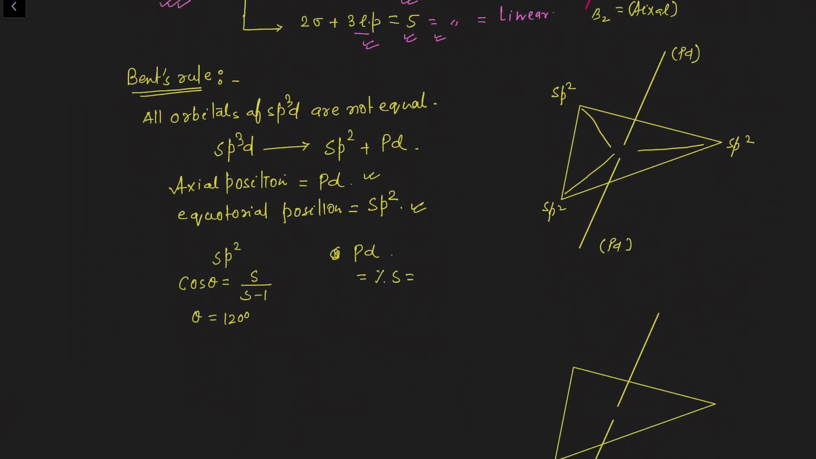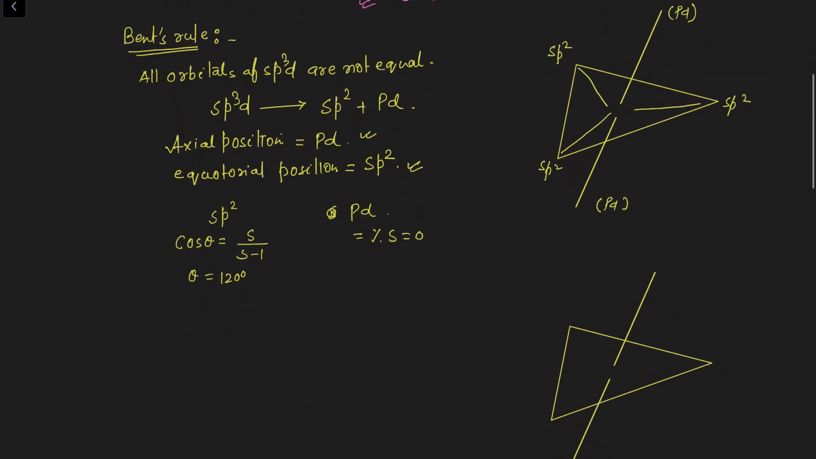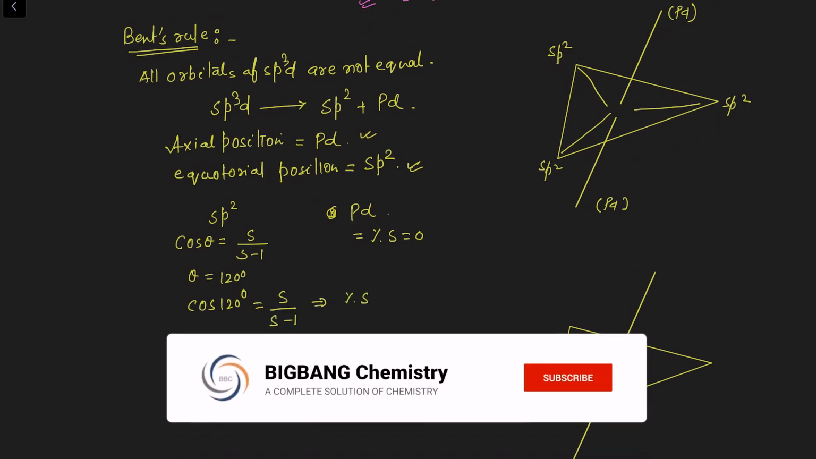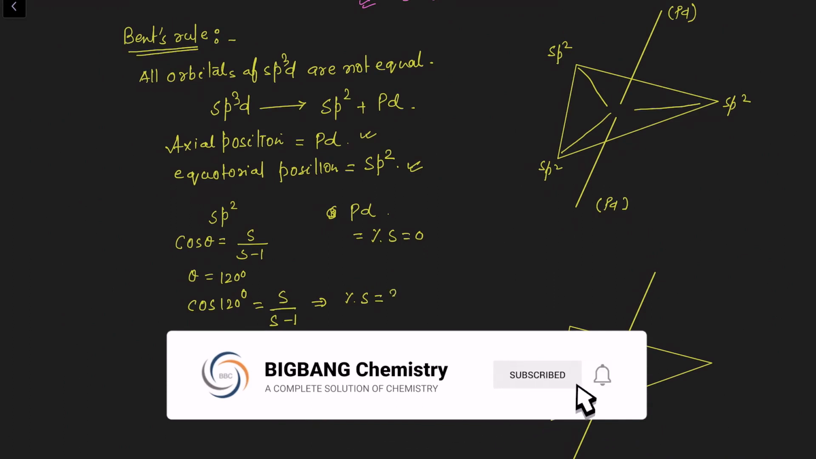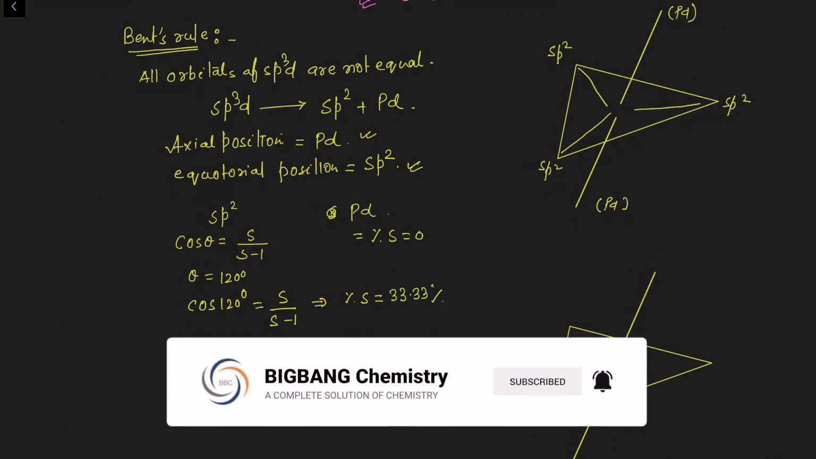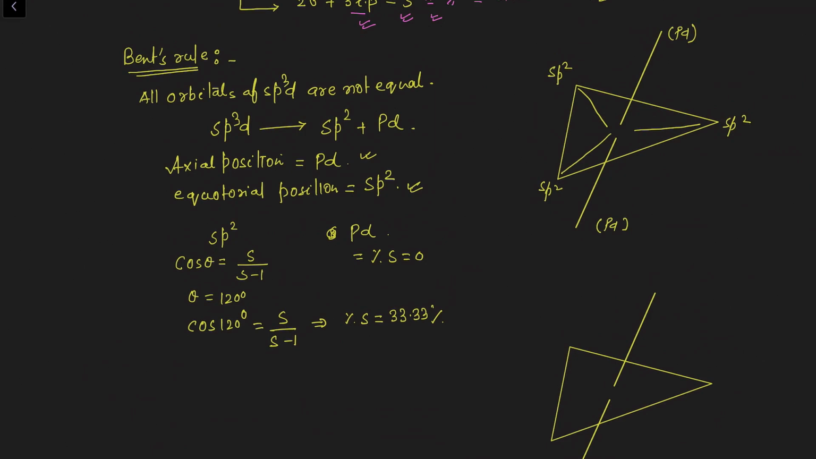the percentage of s character will be 0 here. And when you put theta equal to 120 degrees, cos 120 degrees is equal to s by s minus 1. So through this formula, the percentage of s character in sp2 will be what? 33.33%. So this concept is clear, that is why these axial and equatorial positions are not equal.